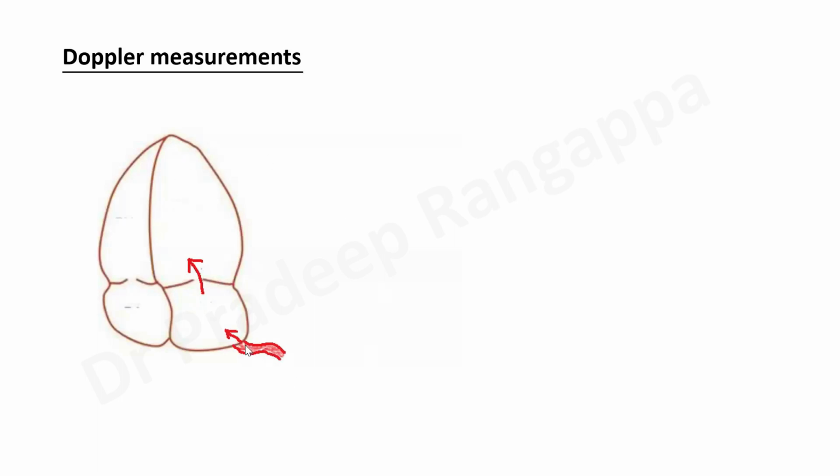And then you would look at the pulmonary veins, which are draining into the left atrium. And this we call pulmonary vein flow, or pulmonary venous flow. These two are very important to assess the diastolic function.